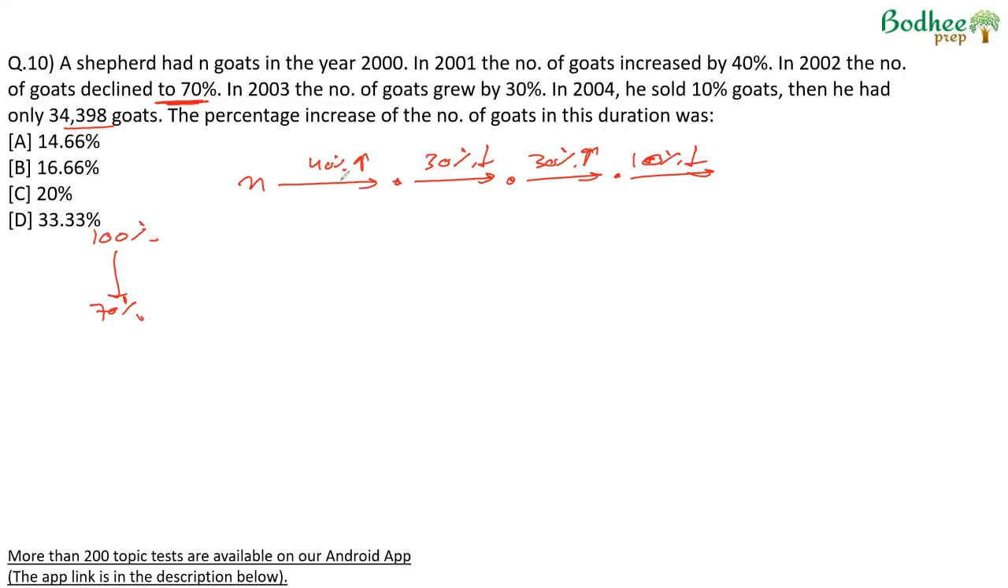The percentage increase in the number of goats in this duration is... We can use successive percentage change. We could use multiplying factor. At least these are the two things that come at the top of my mind. Or we can start with n as 100 and make the following calculations. For example, if I start with 100, an increase of 40% makes it 140. 30% of 140 can be calculated, which is 3 into 14, which will be 42. 140 minus 42 will be 98 at this point.